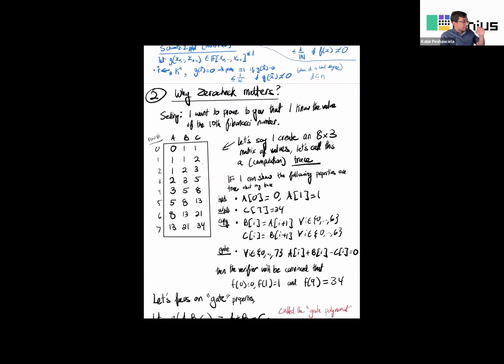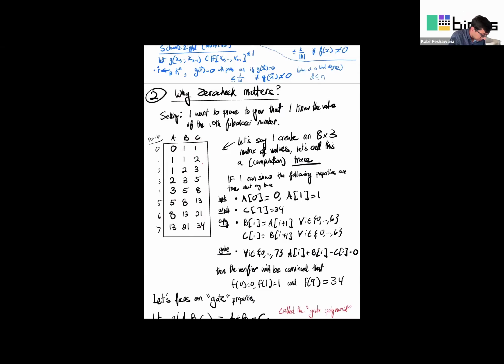All right, so let's talk about why Zerocheck matters. The setting is that I want to prove to you that I know something, like let's say the 10th Fibonacci number. One way that might seem contrived at first glance is to say that I know an 8x3 matrix where certain things are true. What is this 8x3 matrix? You'll notice the first column corresponds to the ith Fibonacci number, the second column is the I+1th Fibonacci number, and the third is the I+2th Fibonacci number.